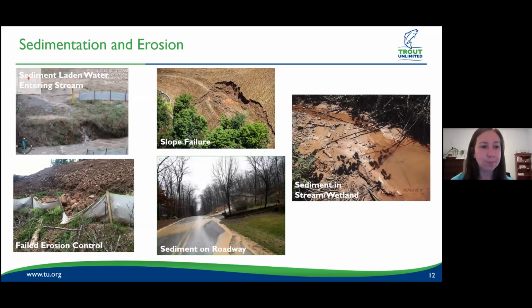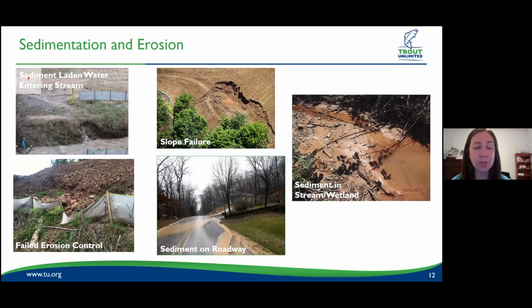So sediment-laden water entering the stream, failed erosion controls, silt fences either torn or being overtopped or undercut, slope failures where you have a stabilized area that's starting to slip, sediment or sediment-laden water entering the roadway, that causes safety issues. And then sediment or sedimentation in a stream or wetland. That's a big problem for habitat.